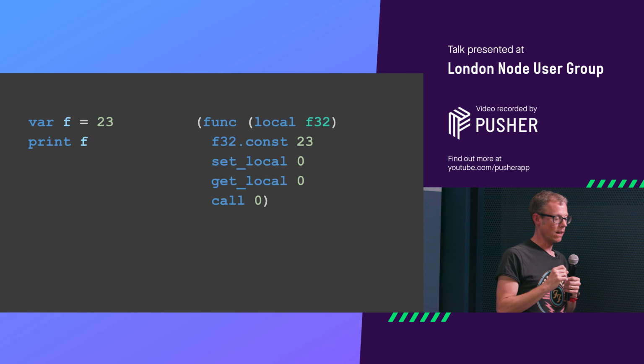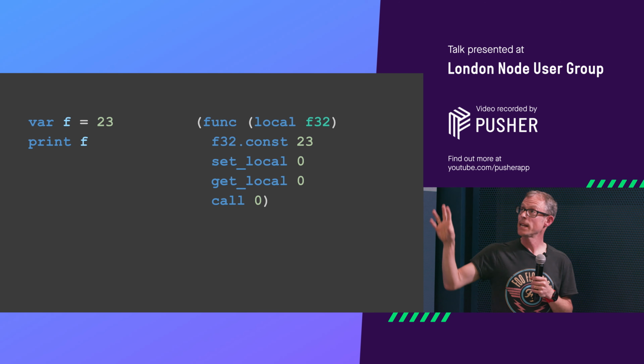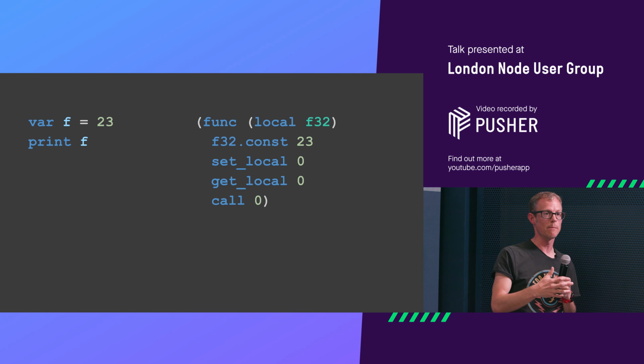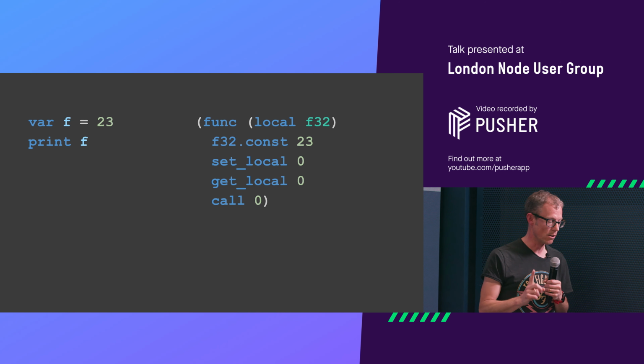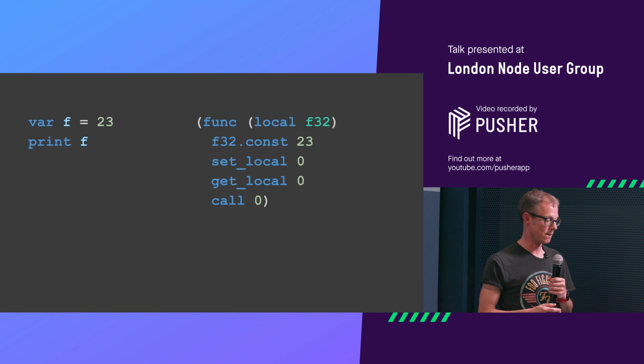These map quite closely to some pre-existing WebAssembly concepts. So WebAssembly, the code within your WebAssembly module is arranged into functions. Functions have a number of input parameters and a single return value. They also have locals, which are scoped to the function. So what you see here is a function where we have declared that it has a single local value, which is of type F32, a 32-bit floating point.